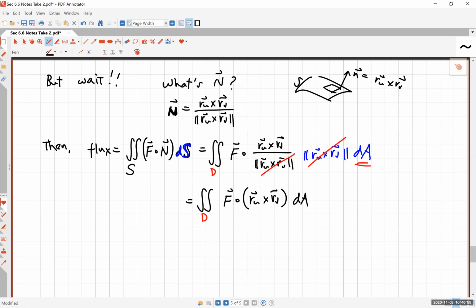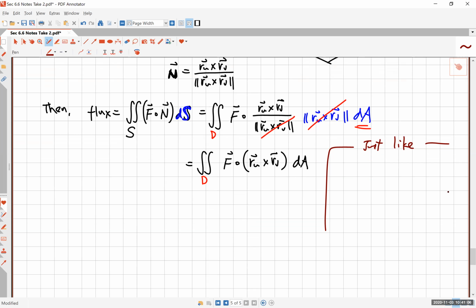It's basically not surprising. You may have expected this, just like this. And so let me recall, I want you to recall what we did before, okay? When we were trying to find out the work integral over a curve, right? So you have this curve, and then the work integral over the curve was C.